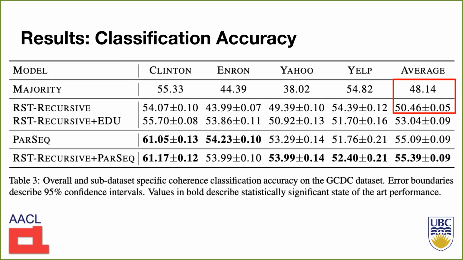Removing EDU embeddings reduces accuracy to around 50%. This is still significantly better than the majority class baseline, meaning that even by itself, the silver standard discourse structure of the document is a useful indicator of coherence.